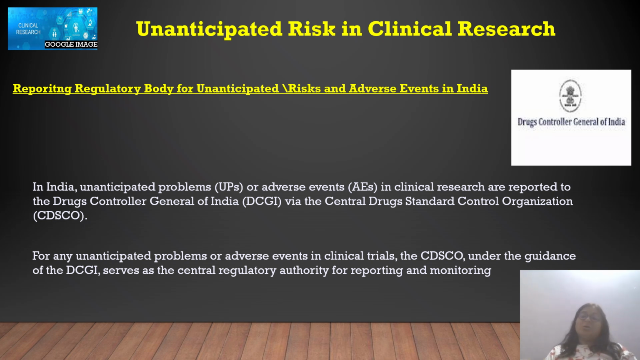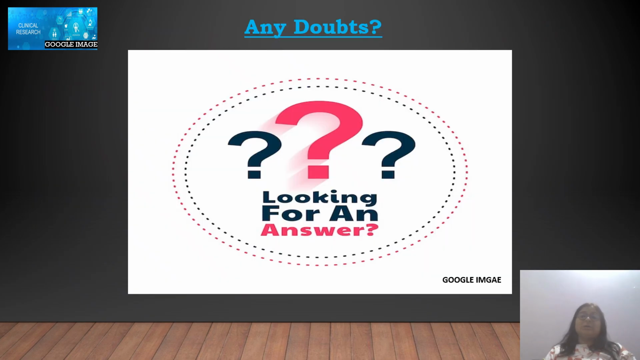So this is basically the regulatory body for unanticipated risk in clinical research in India, and that was all about it, an overview of unanticipated risk in clinical research. Every time there is some space for more learning on any particular topic. So it was an overview to give you an understanding of what unpredictable risk or unanticipated problems in adverse events are, and what the regulating bodies are.